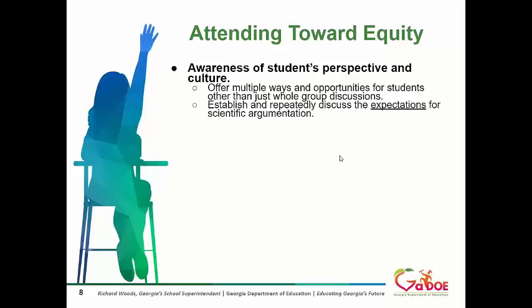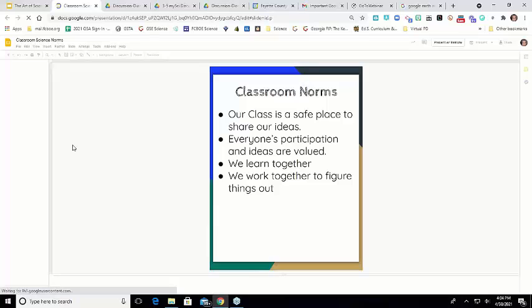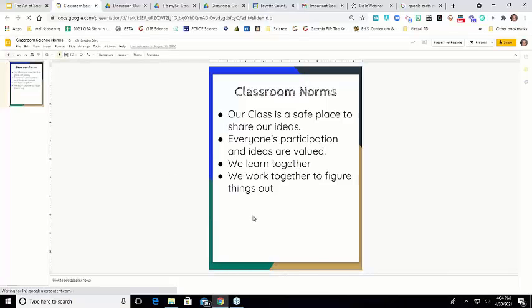Another thing is to really, from the get-go, from the beginning of your school year, establish some norms, some expectations for scientific argumentation and repeatedly discuss them. So I put an example here of some that I have used in my classroom. I got these ideas from Open Science Ed, and I just made a poster of them. But notice I left a blank here.